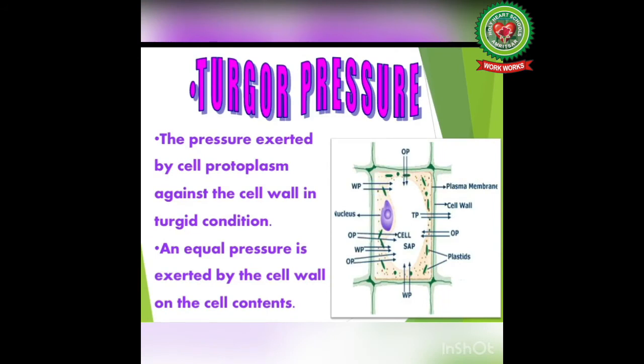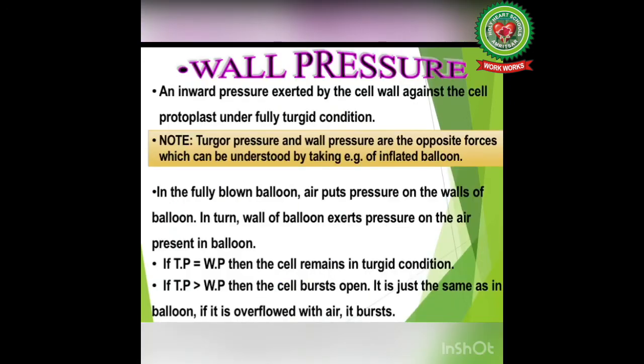Now moving on, turgor pressure. Turgor pressure is the pressure exerted by the cell protoplasm against the cell wall in turgid condition. An equal pressure is exerted by the cell wall on the cell contents. Wall pressure is the inward pressure exerted by the cell wall against the cell protoplast under fully turgid condition.